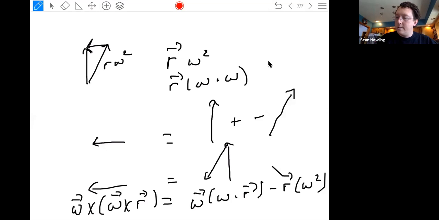Specifically, in 2 dimensions, omega and r vector are going to be perpendicular, because if you're rotating in 2 dimensions, omega will point in the 3rd dimension, which is actually out of the plane. So omega is going to be perpendicular to any vector which lives in the plane. So this term will give 0 in 2D.